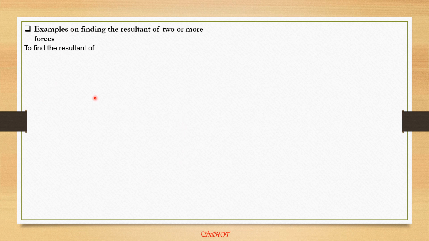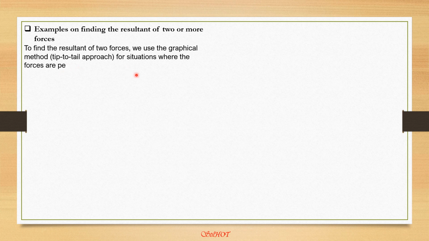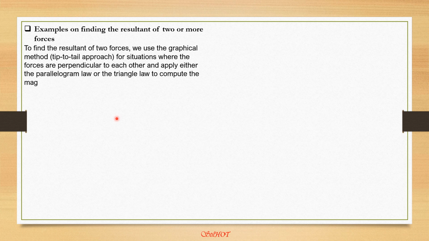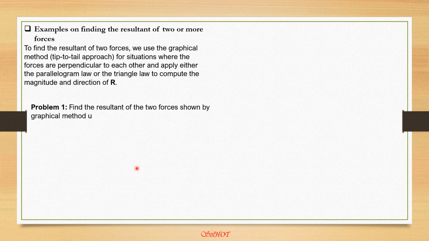So to find the resultant of two forces, we use the graphical method first, and we arrange the components or forces into the tip-to-tail approach for situations where the forces are perpendicular to each other, and apply either the parallelogram law or the triangle law to compute the magnitude and direction of the resultant R. So let's have this first problem. Find the resultant of the two forces shown by graphical method using an engineering scale.